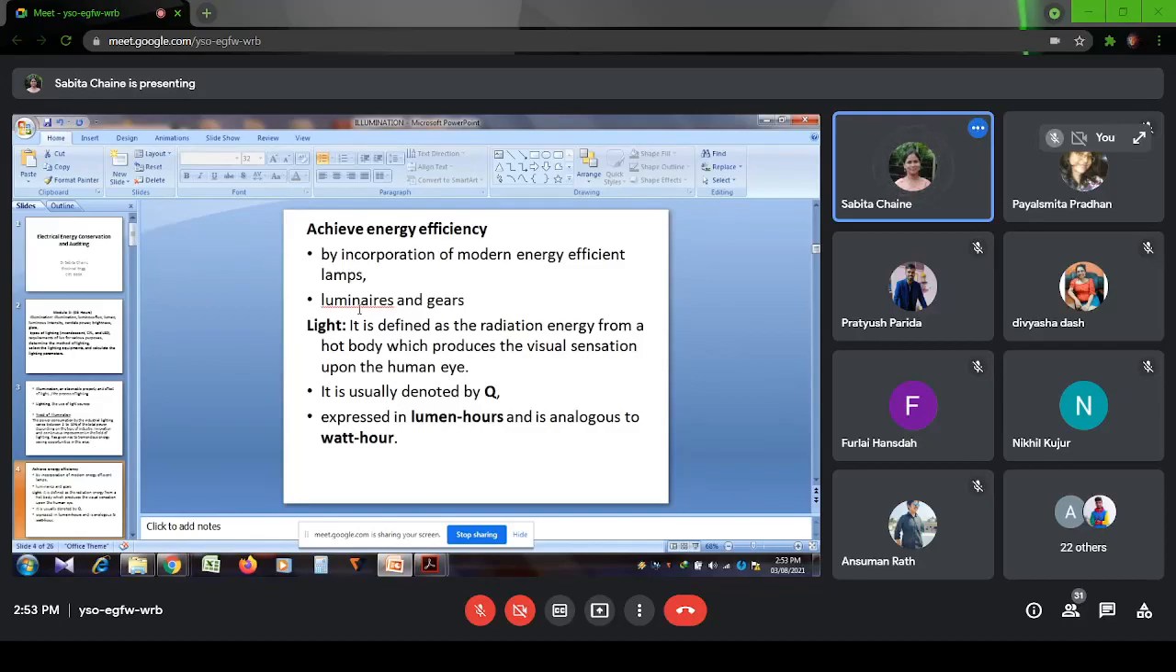Okay. So the energy, this light, is a form of energy. So the unit of light will be lumen into hour. This is most important. You can write that the unit of light is lumen into hour.